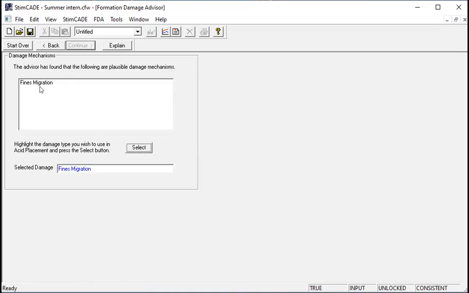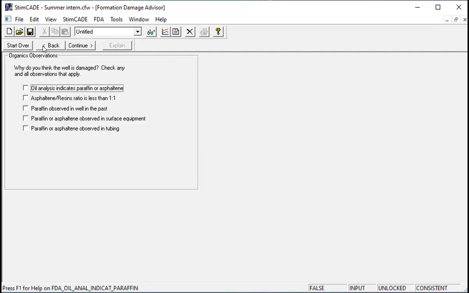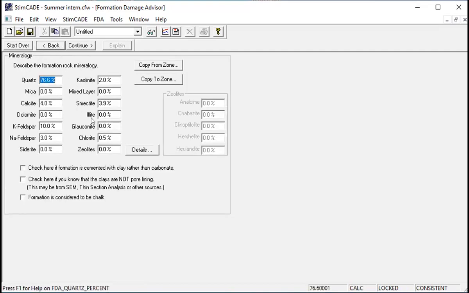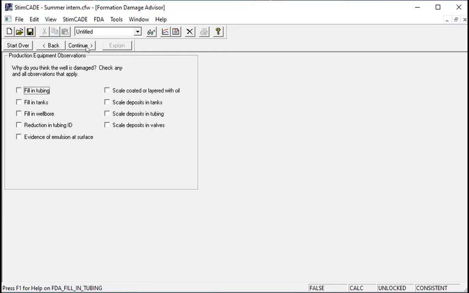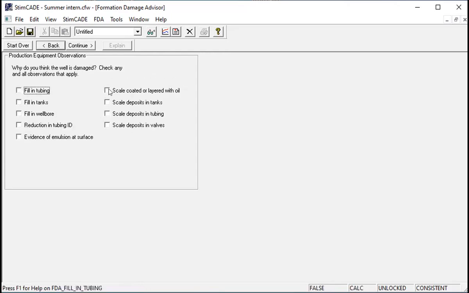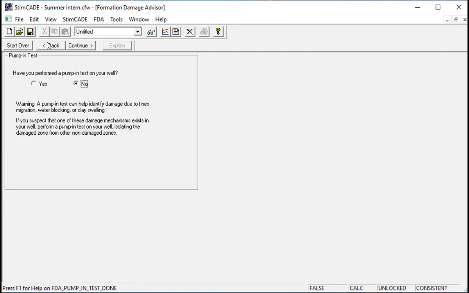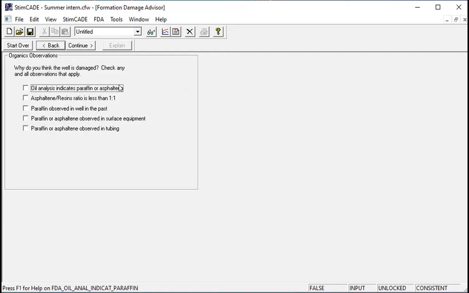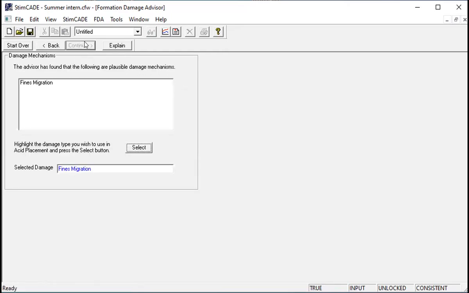All right. So they will now tell us that the advisor has found that the following are possible damage mechanisms. It has identified that we may have fines migration. Remember, it is identifying fines migration because that is what we have as of now. That's what it has as a result of the StimCADE that it has, and as a result of us indicating that the well was producing at a high drawdown rate. If you have indicated some kind of scale formation here, it will also indicate that. If you have indicated some kind of paraffins or asphaltenes here, it will also indicate that. But for now, it has identified only fines migration.